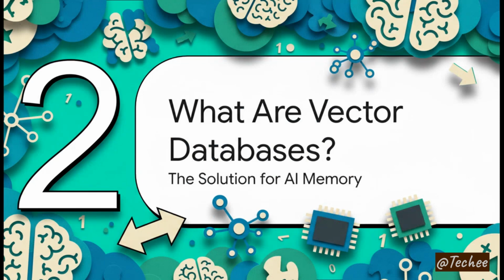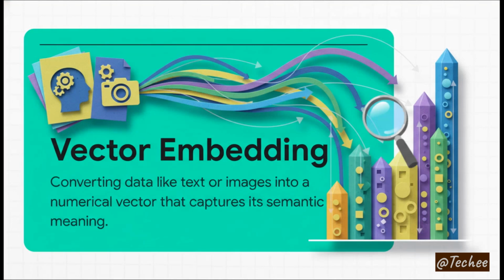The answer to that huge challenge is a whole new kind of database, one that's built specifically to act like a long-term memory for AI. And yep, you guessed it, they're called vector databases. So how does this work? It all starts with something called vector embedding.